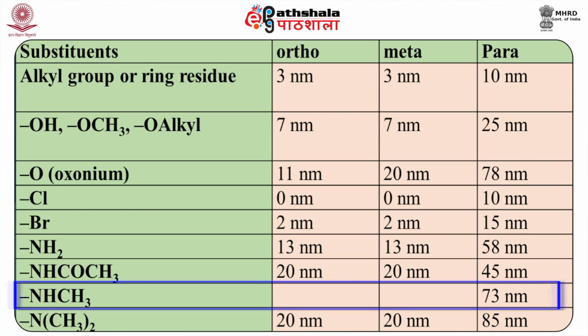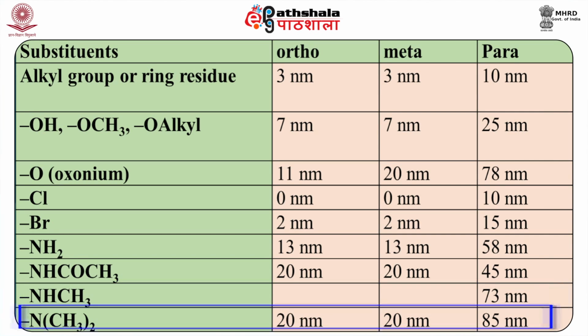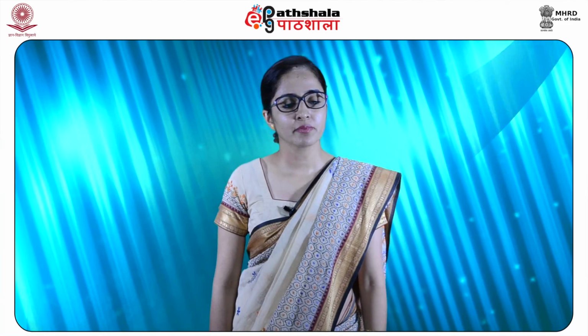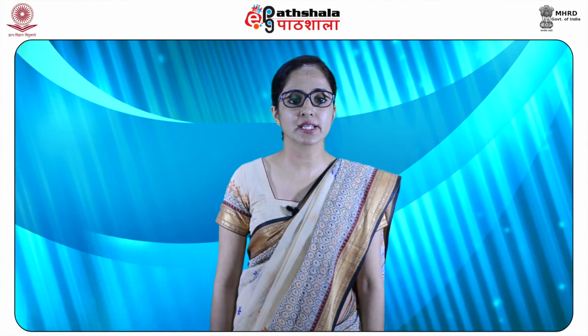The NHCH3 group, that is secondary amine, methylamine, at the para position will have an increment value of 73 nanometers. Similarly, the tertiary amine, that is dialkyl, the dimethylamine in particular, will have an increment value of 20 nanometers at ortho, 20 nanometers at meta, and 85 nanometers at para. Now, again like the systems before, let us take some typical examples showing the applicability of this Scott rule.